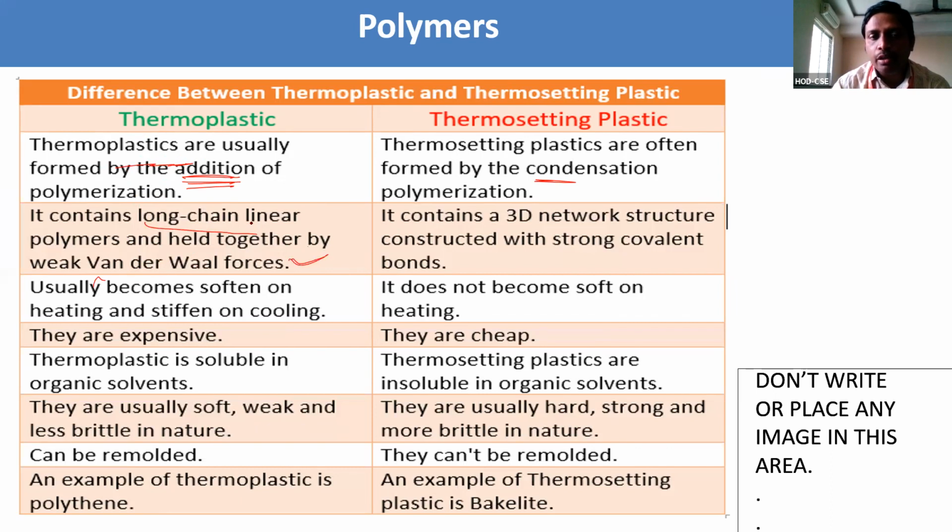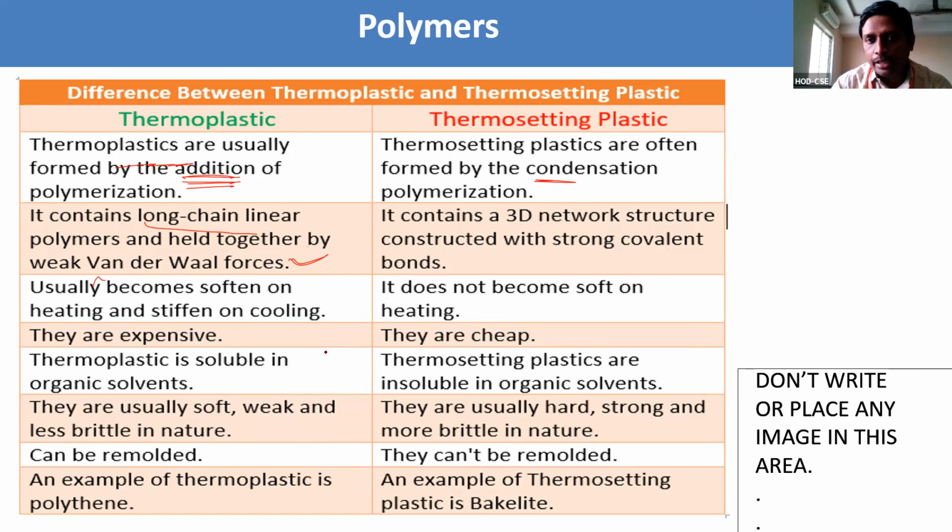That is the reason the bonds between these chains are easily broken down and it gets converted into the soft rubber. On cooling, it reappears as the hard rubber. But it is not happening in the thermosetting plastic. The reason is that the intermolecular forces between the polymer chains are strong covalent bonds. These covalent bonds give the plastic its strength.